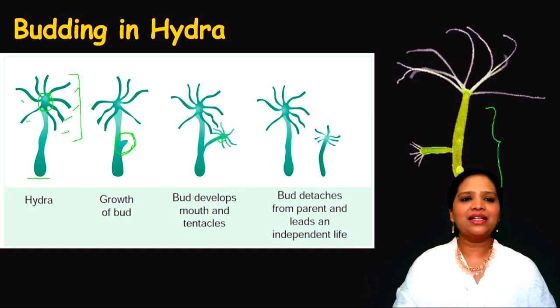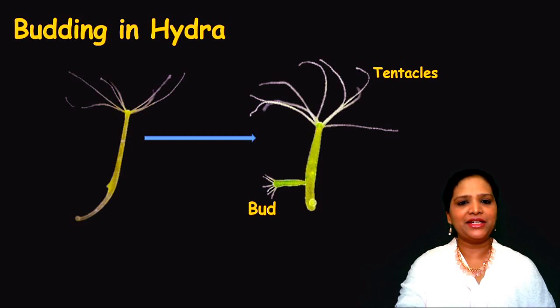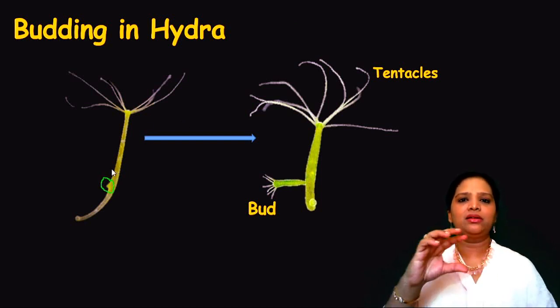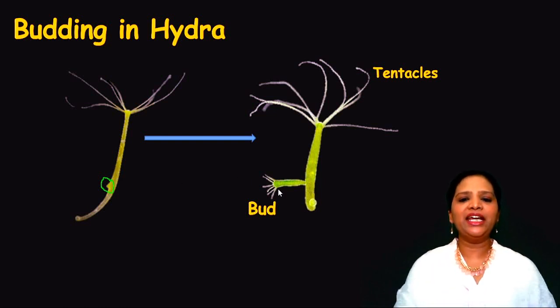So this is a very good example for the budding method of reproduction, that is Hydra. Look at this picture. This is an adult Hydra before reproduction. As I told you, this ectoderm starts bulging and finally forms a bud in this direction. It will develop and get detached. So this is the Hydra budding method of reproduction.